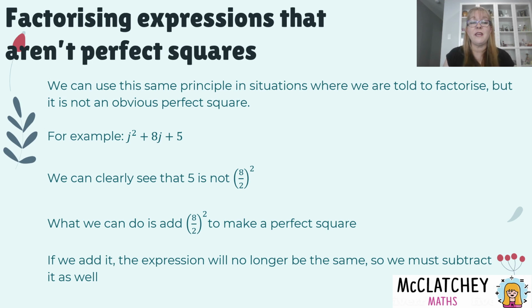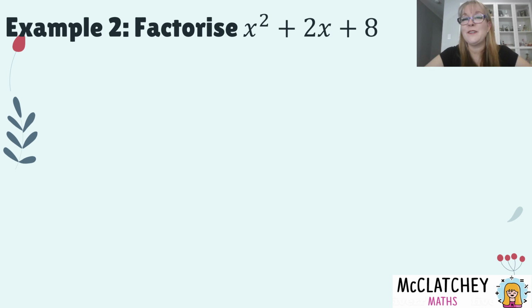So what we're going to do is, if we add 16, we have to take 16 away as well, because 16 take away 16 makes 0. So we're going to add 16 for the purposes of factorising, but then we have to take it away at the end. Okay, here's example 2.